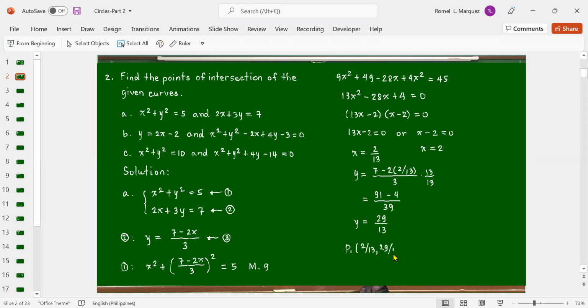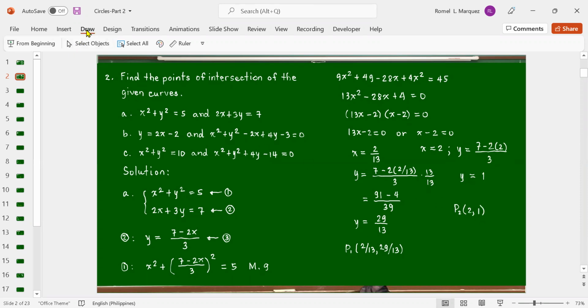Hence, one of the points of intersection of this line and this circle is at 2 over 13, 29 over 13. What about the second possible point of intersection? If x equals 2, what is y? So that is 7 minus 2 times 2 all over 3. Simplifying, we have 3 over 3, and that is equal to 1.